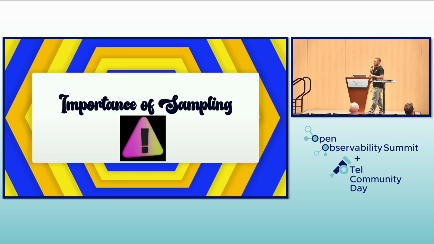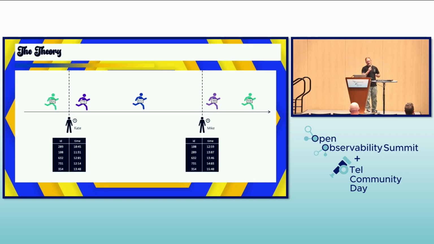Well, let's remind ourselves of the importance of sampling. I don't know how many of you are running. So let's take the example of a running race. Kate and Mike organize a small running race in town, and we have 20 people running that race. Then Kate and Mike say, oh, we want to get some statistics about the runners.